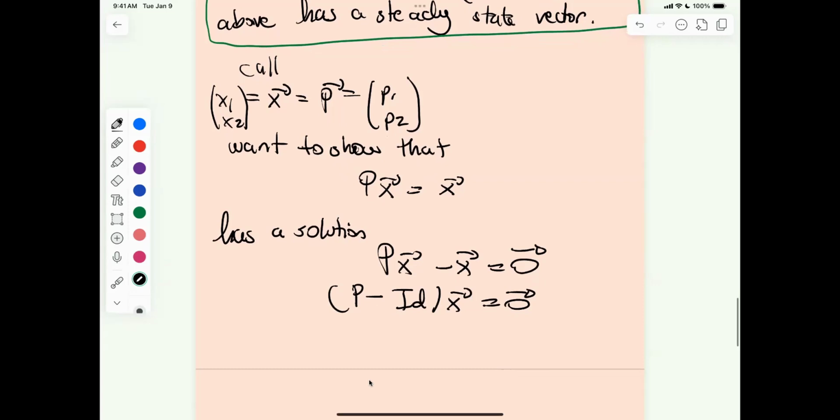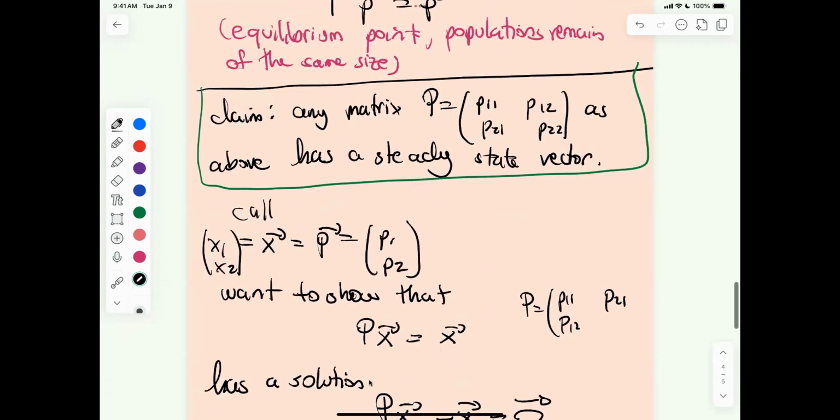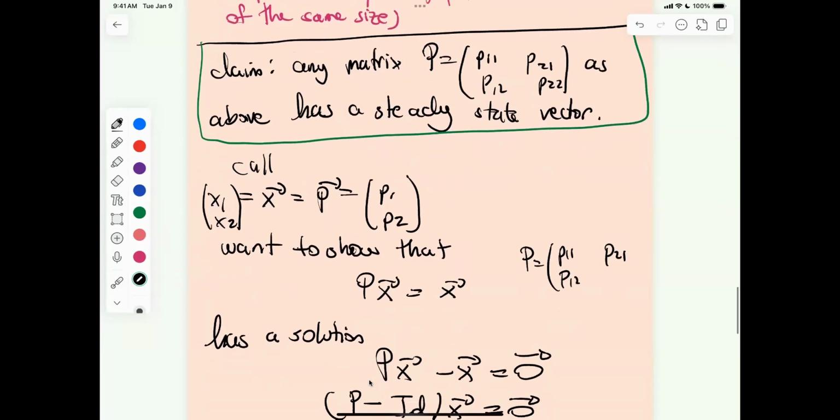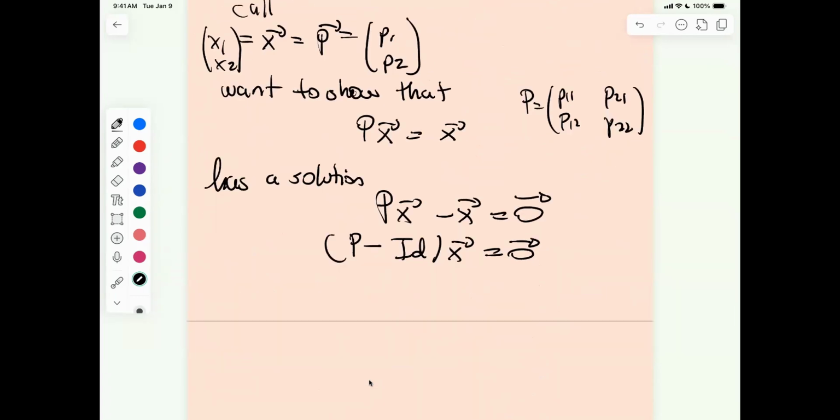And so because P was P11, P12, P21. Oh, sorry, I mixed the names here. The weird thing is that the convention in this case is the opposite of the usual convention that we use for the entries. Then what you're trying to show is that this system has a solution.